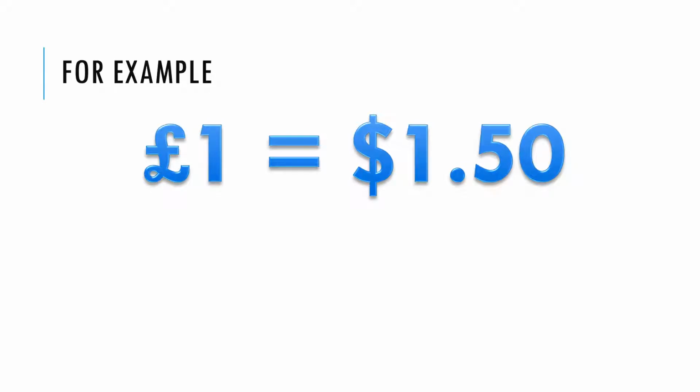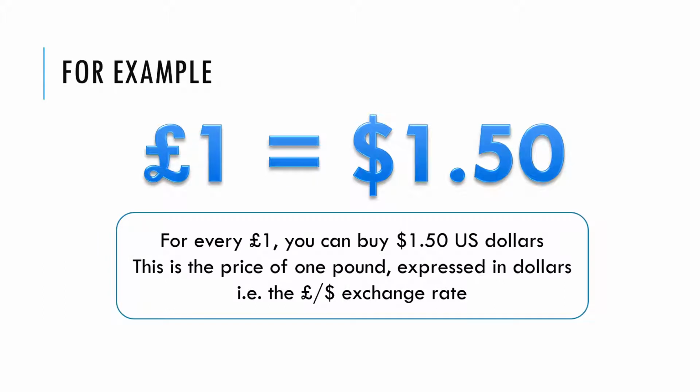If you saw this in a newspaper, that £1 was equal to $1.50, what that would mean is if you sold £1, you would expect to get $1.50. Likewise, if you were an American and you wanted to buy pounds, the price of a pound would be $1.50. It's the rate of exchange between the two currencies. For every £1, you can buy $1.50, and this is the price of £1 expressed in dollars, i.e. the pound to dollar exchange rate.